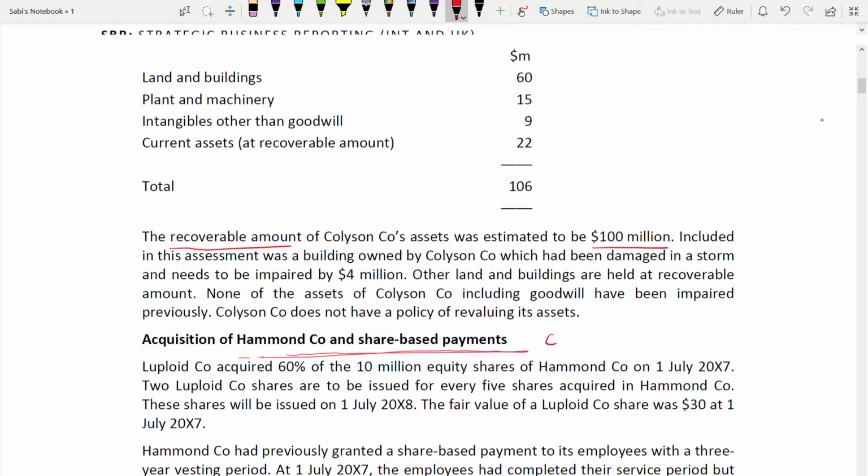Included in this assessment was a building owned by the company which had been damaged in a storm and needs to be impaired by 4 million. Okay, the building. Next, other land and buildings are held at recoverable amount. None of the assets of the company, including goodwill, have been impaired previously, and the company does not have a policy of revaluing its assets. Okay, so only this much you have to read for section B. The next, acquisition of Harmon Company and share-based payment is not needed for part B, it's for part C. I've already denoted it.